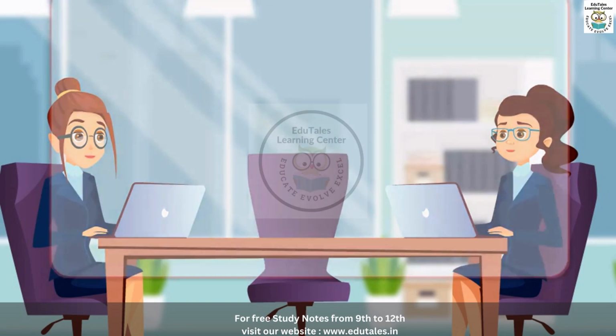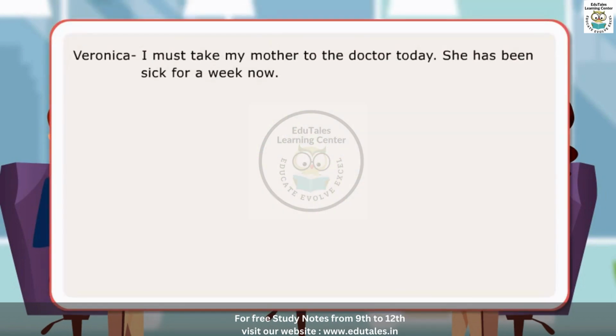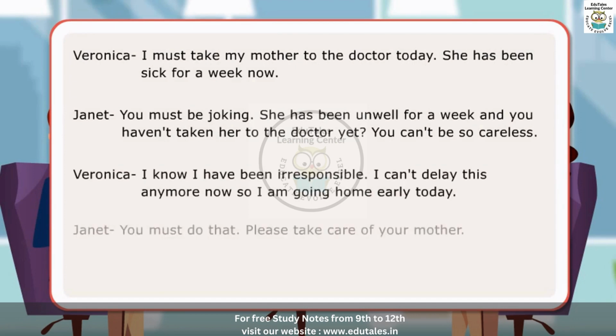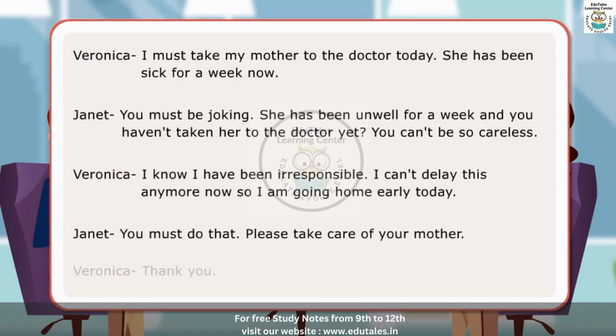In the dialogues, the girls have used must to express what they believe to be true, what is important, and can't to express what they believe is not possible.